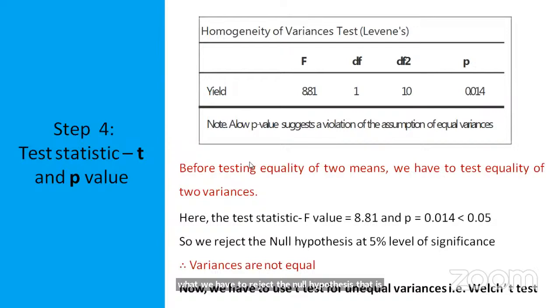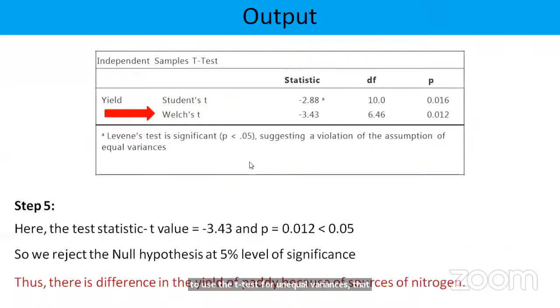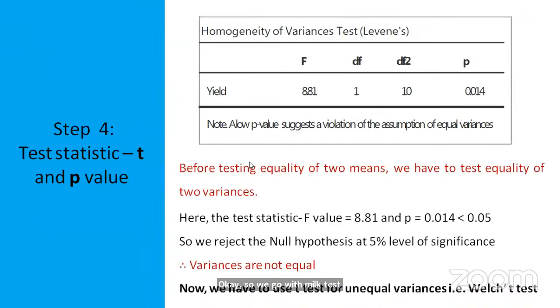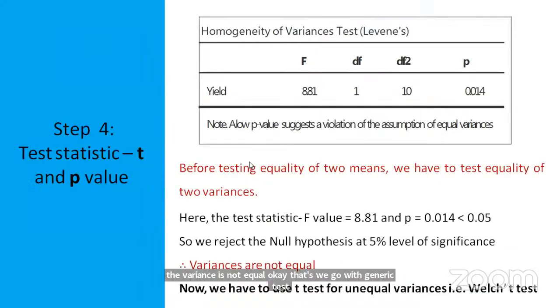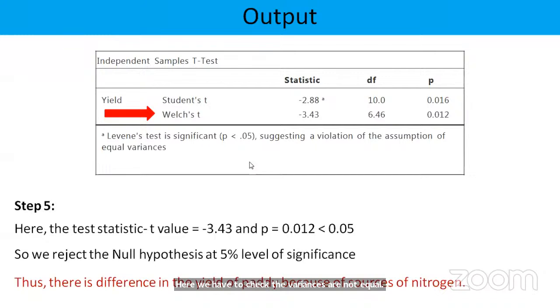That's why we use the t-test for unequal variances, that is the Welch test. We go with the Welch test because the variances are not equal. The homogeneity of variance test is useful to check whether the variances are equal or not equal. Here the variances are not equal, so we go with the Welch test. Instead of the student t-test for the simple two sample t-test, here I go with the Welch t-test.